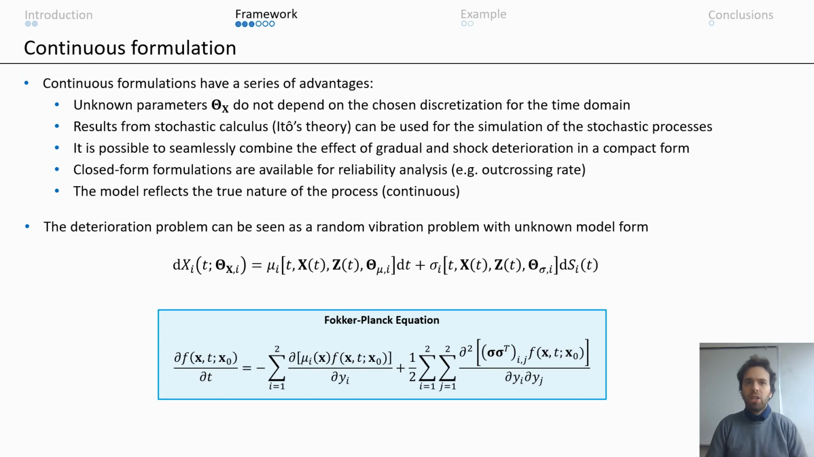With this specific modeling, the deterioration problem can be seen as a random vibration problem. For this type of problem, we can usually obtain the probability distribution of the variables over time using a differential equation, which is known in the literature as the Fokker-Planck equation. The equation shown in this slide is the Fokker-Planck equation when the driving noise is a standard Brownian motion, which is an ideal choice in case the modeled processes do not exhibit jumps over the life cycle of the system.